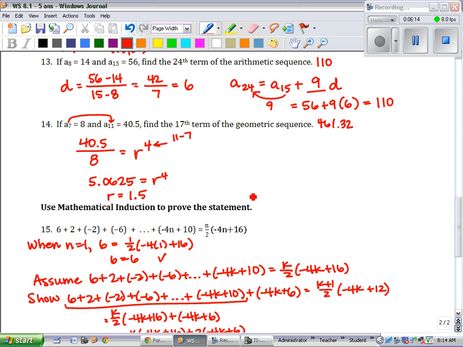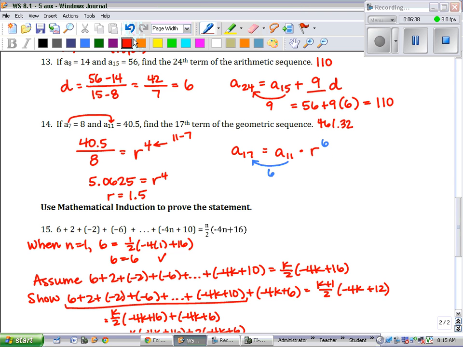Ooh, I might need to change my test now. Okay, so I want to find the 17th term. Again, let's build on one we already have. I know the 11th term. How many times would I have to multiply by R to get from the 11th to the 17th? 6. So I'm going to put a 6 up here to show how many times I would need R.